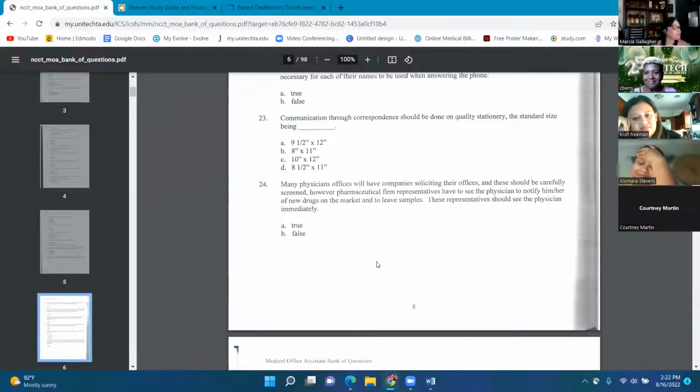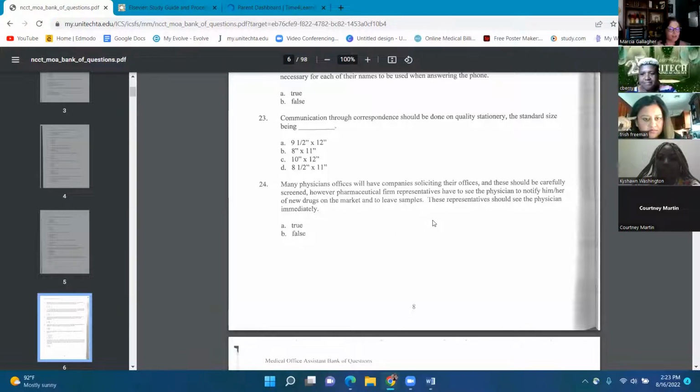Many physician offices will have companies soliciting their offices, and these should be carefully screened. However, pharmaceutical firm representatives have to see the physician to notify him or her of new drugs on the market and to leave samples. These representatives should see the physician immediately. False. You guys should know, you just got through doing sim charting, and some of the things that you had to schedule was for them to see representatives. So it has to be.